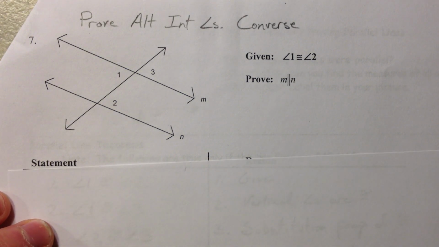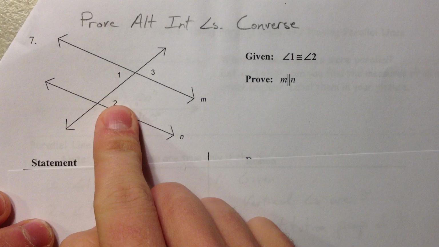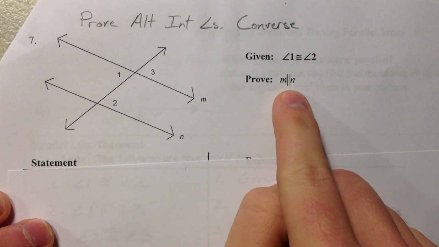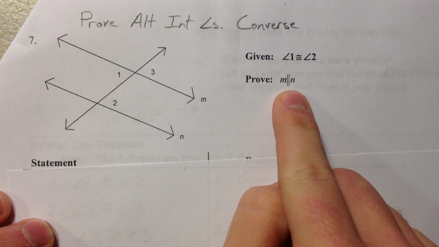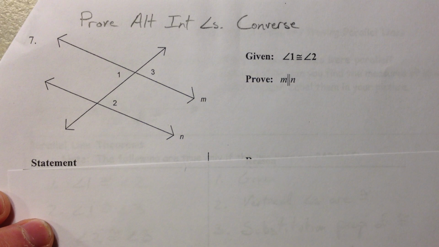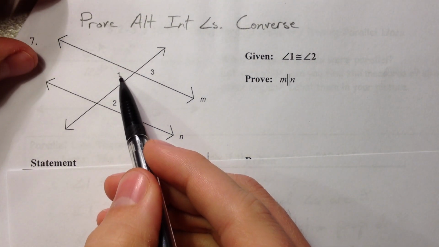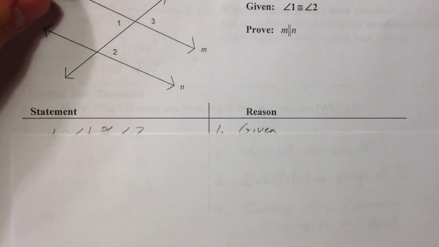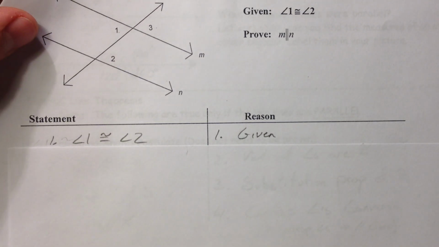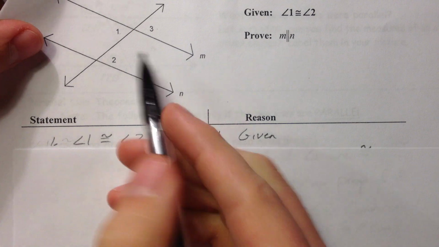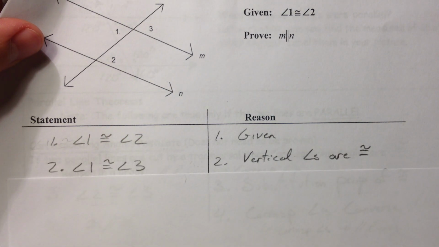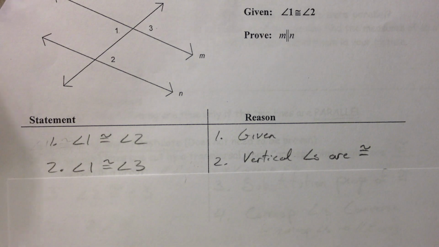Meaning if we have congruent alternate interior angles, do we have parallel lines? And we can't use the theorem to prove it, unfortunately. But what we can do is relate 1 to 3 after we state our givens. We can say 1 and 3 are congruent because they are vertical angles. Vertical angles are congruent, or the vertical angles congruence theorem.